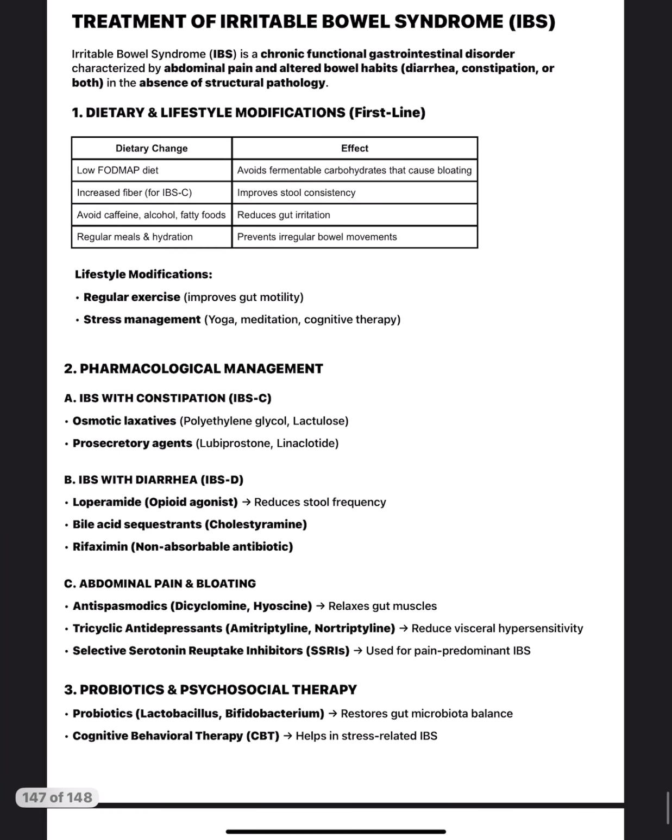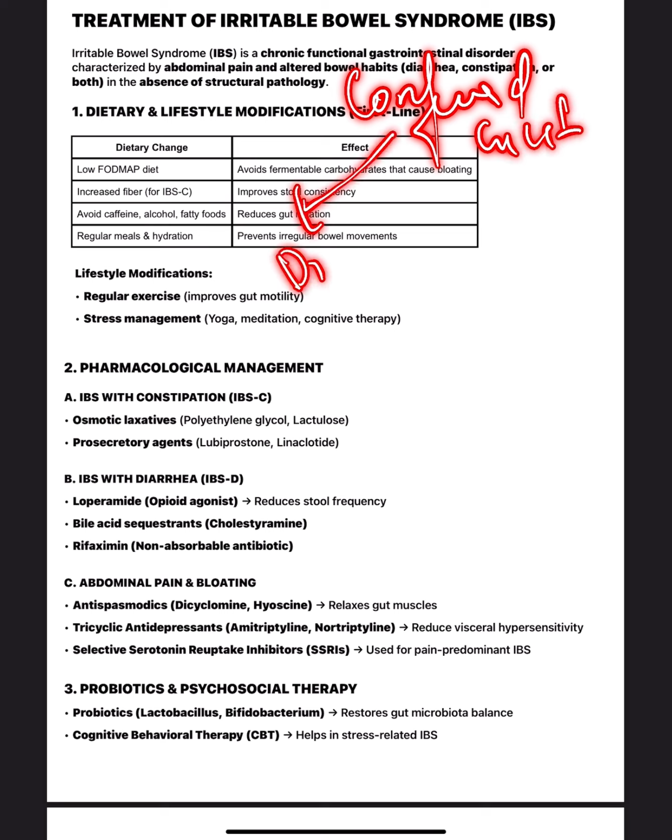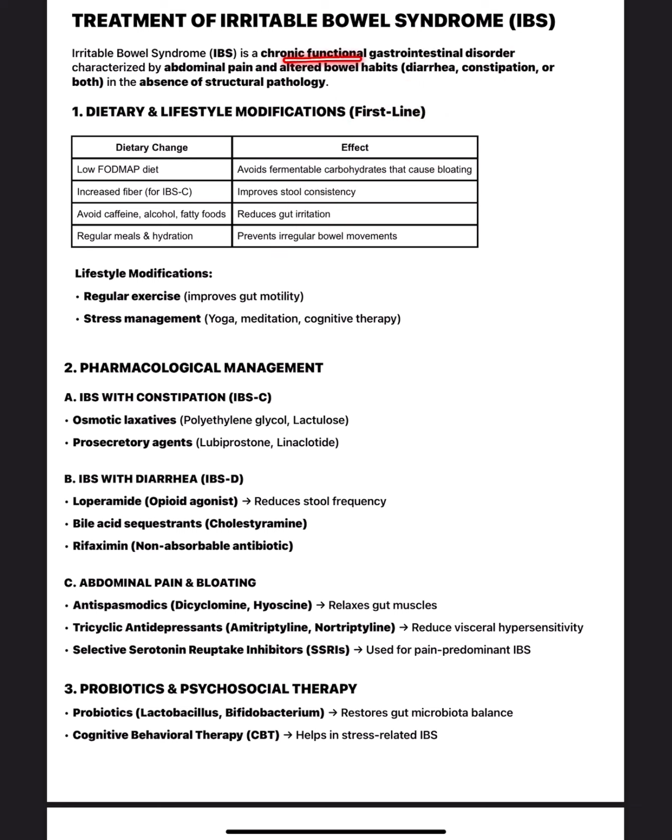So finally, let's go ahead with the treatment of irritable bowel syndrome. Whenever irritable bowel syndrome comes to your mind, think of a confused gut. It doesn't know what to do. It will either go to a diarrhea form, or a constipation form, or both. It's a chronic functional GI disorder characterized by abdominal pain and altered bowel habits, but there's no structural abnormality or structural pathology here.